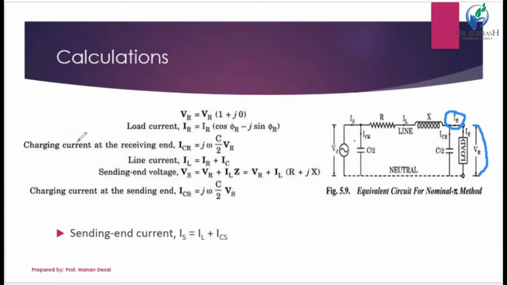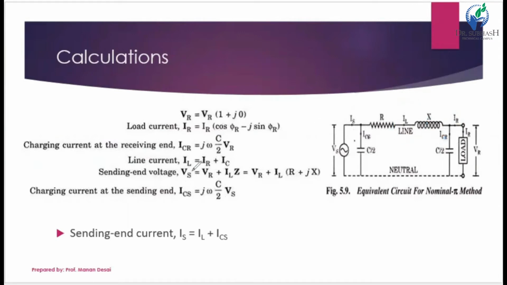Now, the charging current at the receiving end, ICR, is equal to J omega C by 2 VR. So the line current IL is equal to IR plus IC. As you see here, IL is the summation of IR and IC. So ICR is equivalent to IC. The main IC current plus the IR current is equal to the load current.